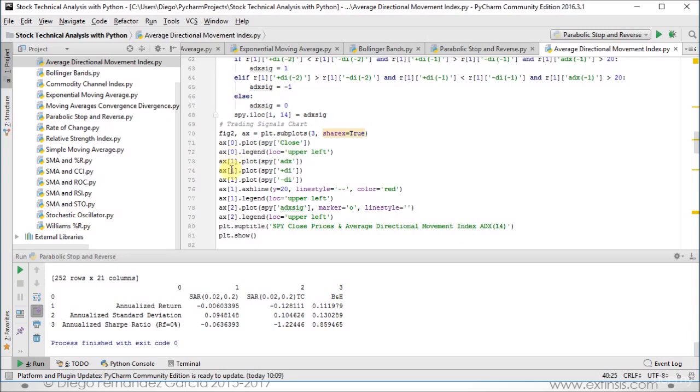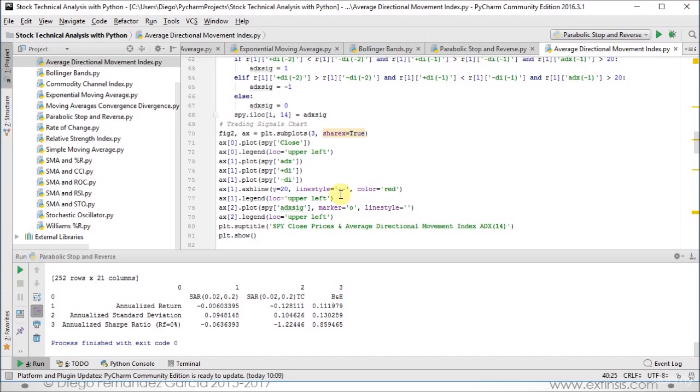Next, at the first position, which is that second chart in the middle, here we're going to chart our average directional movement index, our positive directional index, negative directional index, and we're also going to add a horizontal line with axhline at y equals 20 to observe if the stock is trending. The line style is dash and the color is red. Again, this is a parameter commonly used, but you can modify it according to your needs.